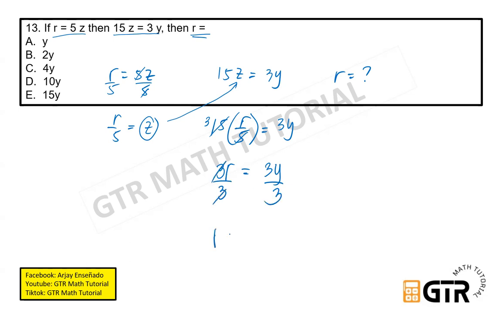Ayan na yung answer natin. R is equal to Y. So therefore, the correct answer is letter A. R is equal to Y.